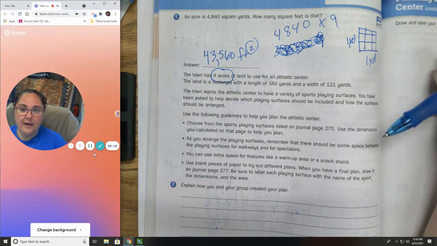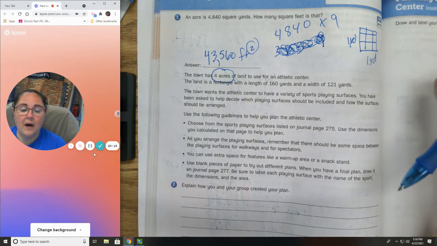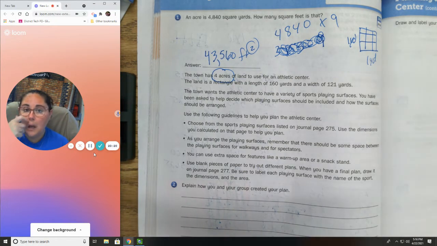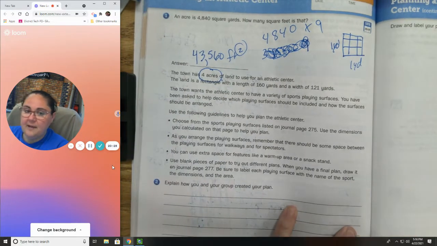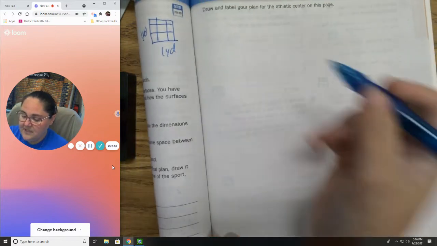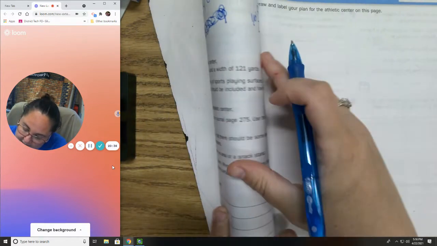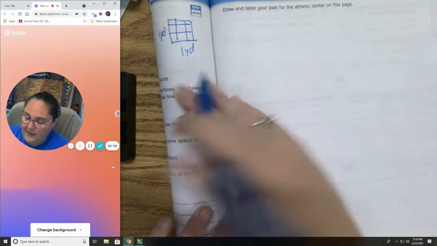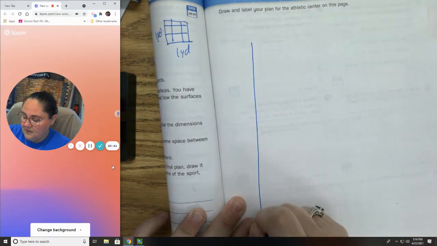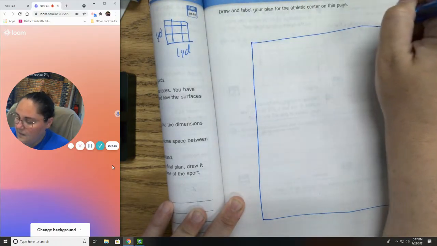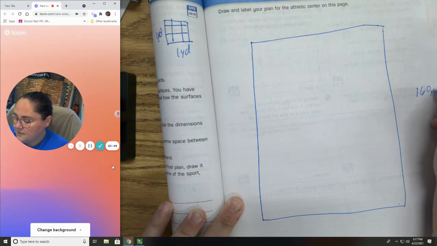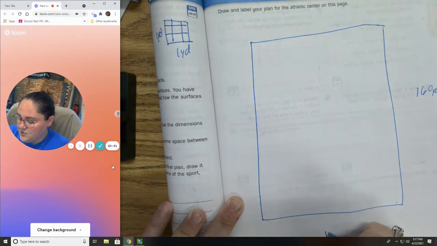What we have to do now is we need to build our aquatic center. We need to figure out what are we going to put in our aquatic center. All right, so we are going to draw and label our plan on the other side. So I'm going to go ahead and turn to page 277, and it says it is 160 by 120. So it's a rectangle like this. 160 yards by 121 yards.